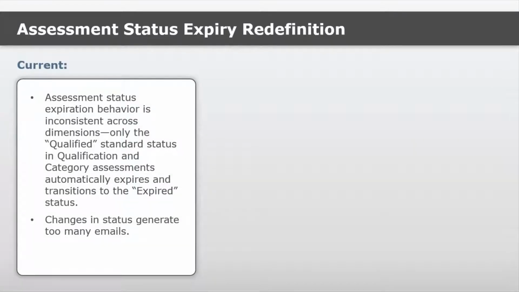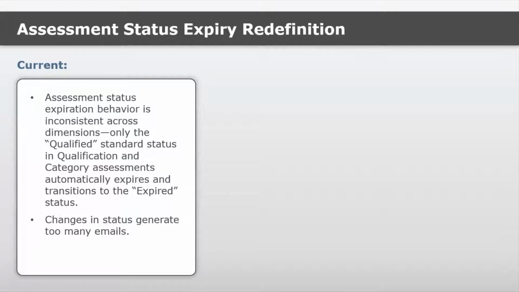A major enhancement to the improved supplier assessment utility is the complete redesign of the assessment status expiration. Currently, only the qualified standard status, which is a standard status for the qualification and category dimensions, automatically transitions to the next standard status of expired. The other two dimensions, segmentation and risk, do not have the standard qualified status that automatically transitions to expired. They must be set up manually to expire.